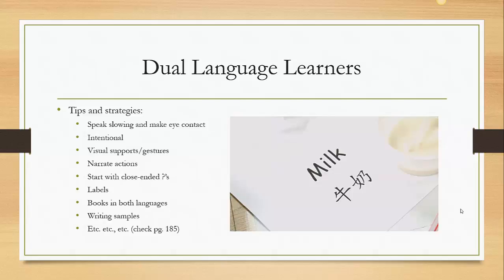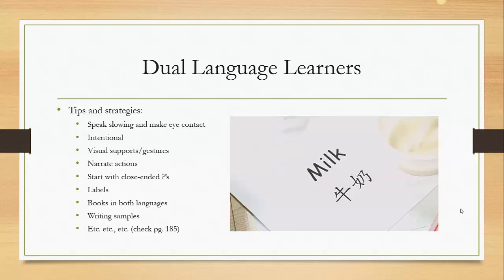And then you might want to start with some closed-ended questions. That would be a yes or no question. When you ask open-ended questions, which are those who, what, when, where, and how, they're not necessarily going to have the language to articulate themselves and they can become very frustrated. Start with those yes or no questions to help them feel that they can still be independent in the classroom.